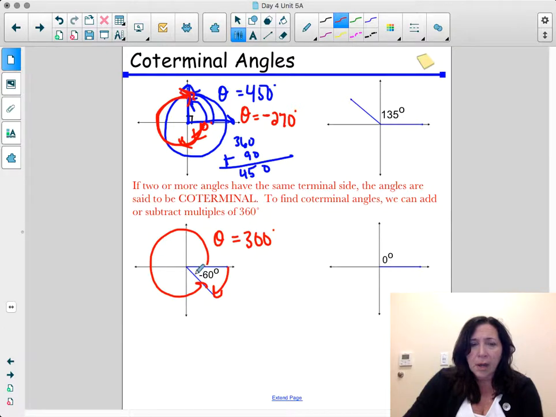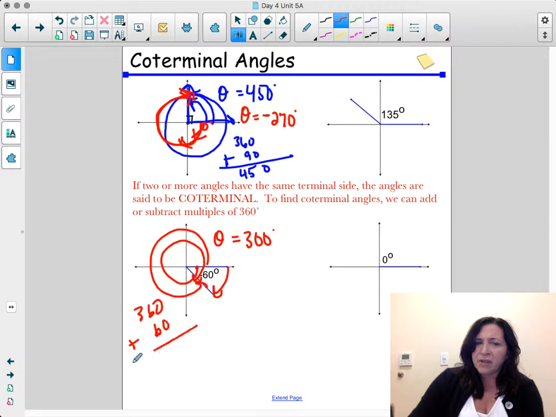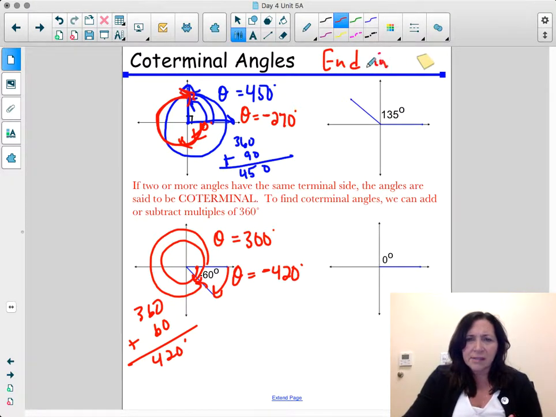Or I could start here at 0 again and go all the way around once. That's 360 and another 60. Well, what's 360 plus another 60? That's going to be 420 degrees. So I could say theta equals negative 420 degrees. So coterminal means that they end in the same place. Okay, that's what that means.